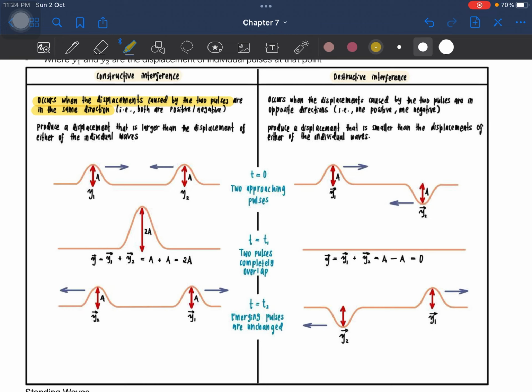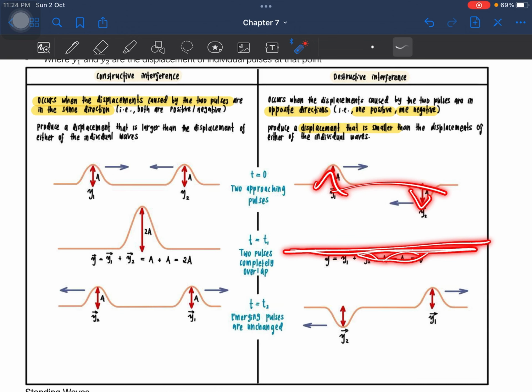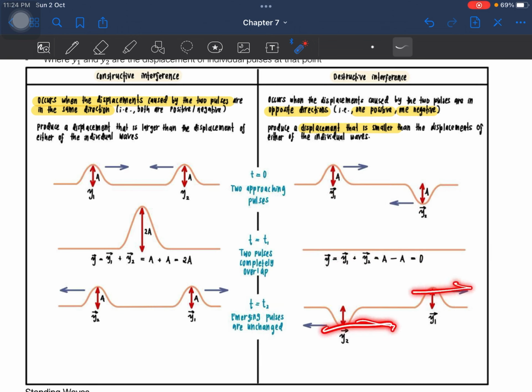And then for destructive interference, it occurs when the displacements caused are in opposite directions. So satu positive, satu lagi negative. So it will produce a displacement that is smaller than the displacement of either of the individual waves. So satu di bawah, satu di atas. So bila diorang bertembung, dia akan cancel each other lah. So dia akan 0. So after that, baru diorang move pergi mana-mana yang diorang mau. Biarlah jalan lah balik wave tu. Okay? Okay, itu untuk constructive.